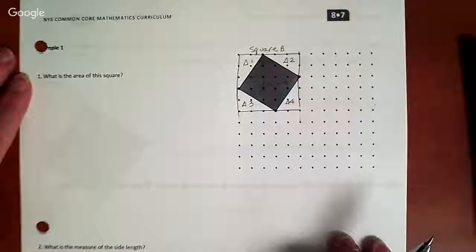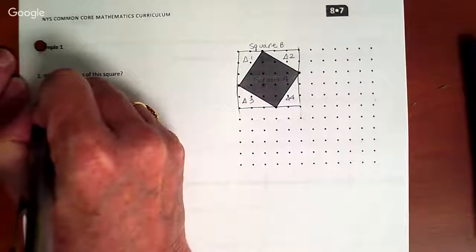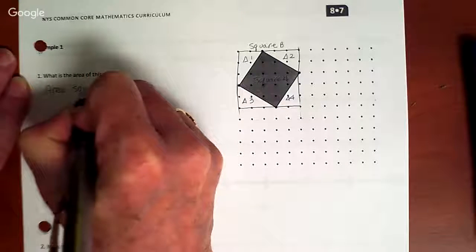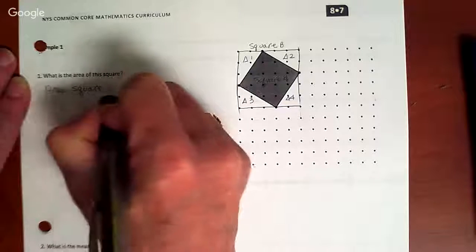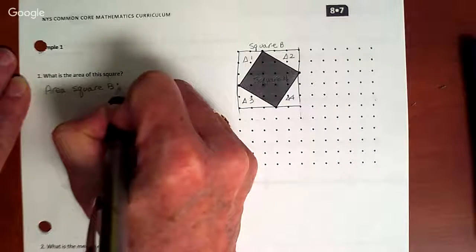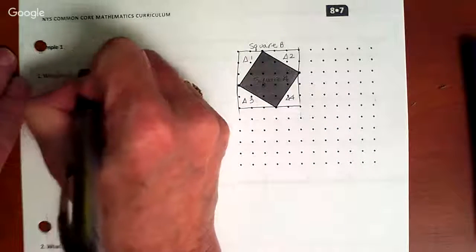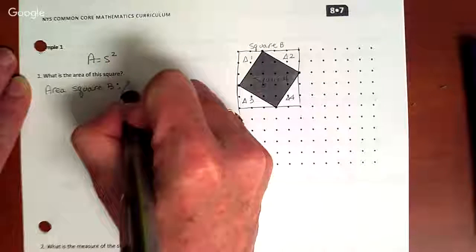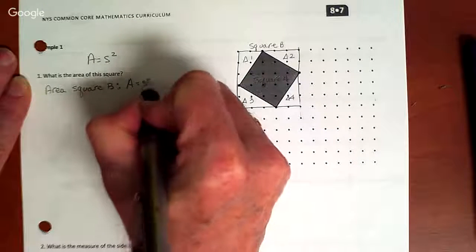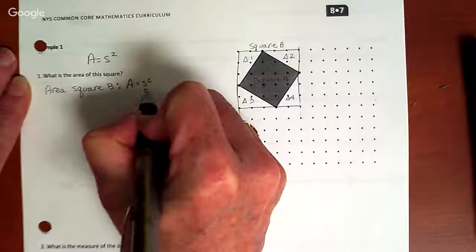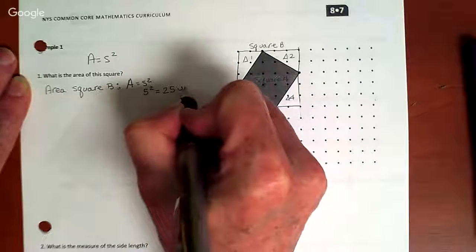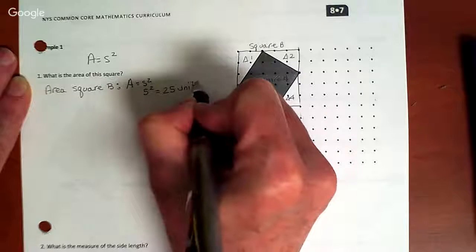Excuse me. So taking the area of square B, where area of the square is s squared, is area equals s squared, which is 5 squared, or 25 units squared.